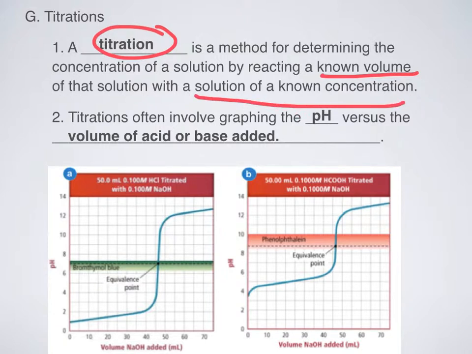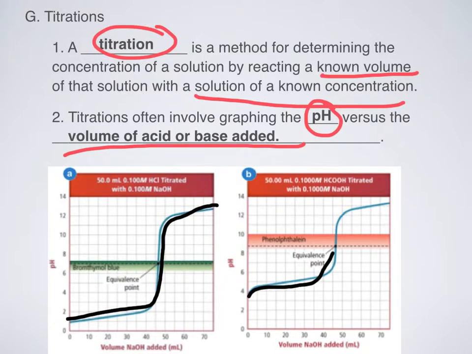So in other words, we are going to be reacting something that we know the concentration of with something we don't know the concentration of, okay? And by figuring out how much it takes before the reaction occurs, we can determine the concentration of our unknown. And the way we graph this is we look at pH over the volume of acid or base that has been added. And the weird thing is you always see this same curve. Not necessarily in the same spot, obviously, but you see the same general shape.